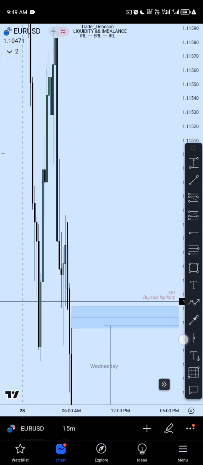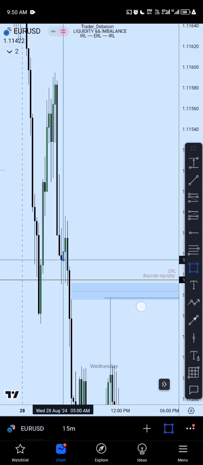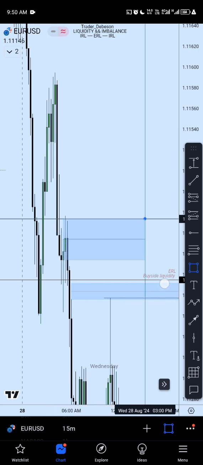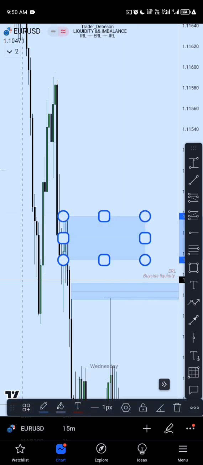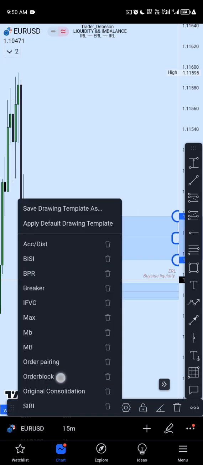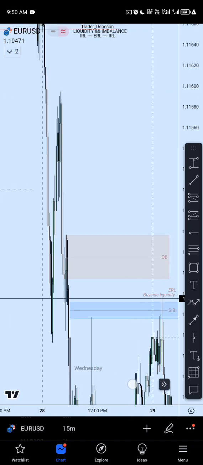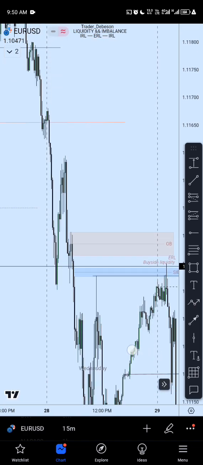And beyond that CB, we have our other blocks, okay? These two consecutive up closes are our other block, okay? You have our other block right there.